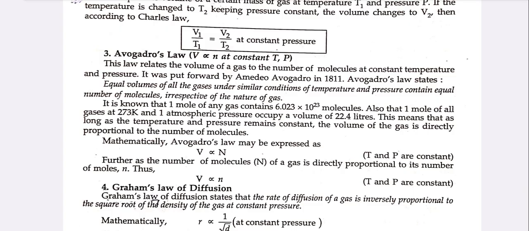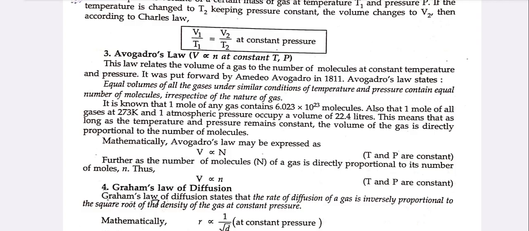It is known that 1 mole of any gas contains Avogadro number of molecules. Also, 1 mole of all gases at 273 Kelvin and 1 atmospheric pressure occupies a volume of 22.4 liters. This means that as long as the temperature and pressure remain constant, the volume of the gas is directly proportional to the number of molecules. Mathematically, Avogadro's law may be expressed as V is directly proportional to N. Further, as the number of molecules N of a gas is directly proportional to its number of moles, that is small n, V is also directly proportional to n at constant temperature and pressure.